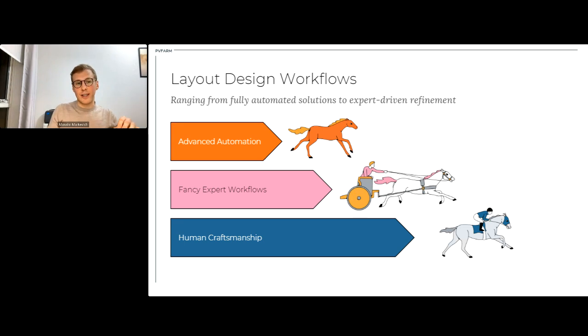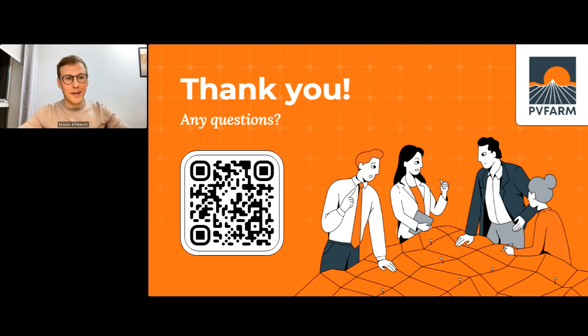And usually, again, quick and dirty early stage, advanced automation, then fancy expert workflows somewhere in the middle, and then human craftsmanship. And those can actually work together. It's just, again, it depends. As always, it depends. So that's the topic for today's webinar. If you have any questions, let's talk about it now.